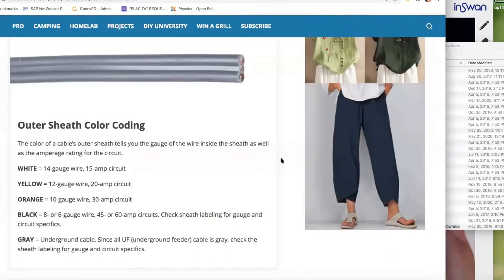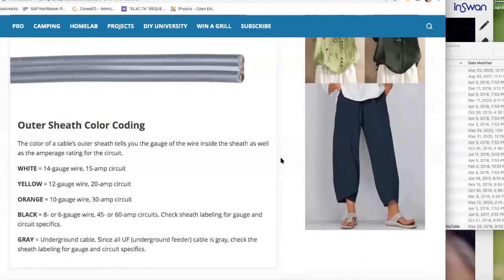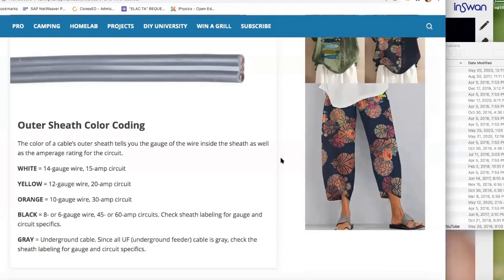So outer sheath white is 14 gauge, 15 amp. Yellow is 12 gauge, 20 amp. Orange is 10 gauge, 30 amp.